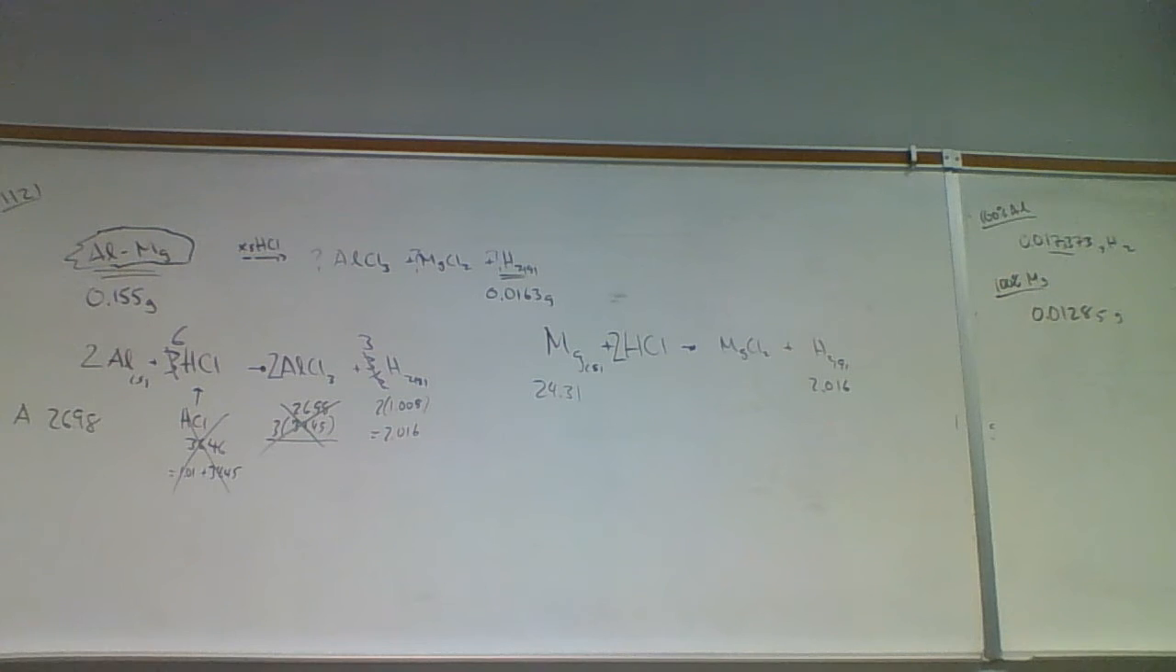Does everybody see that? We want to go from 0% to 100% aluminum because we want the bigger number up here. And the bigger number is going to be 0.017373. This is grams of hydrogen. And then the smaller number here, 0.01285.